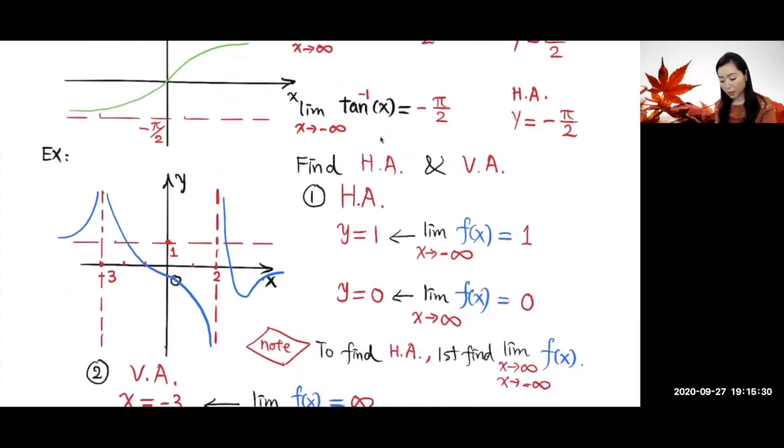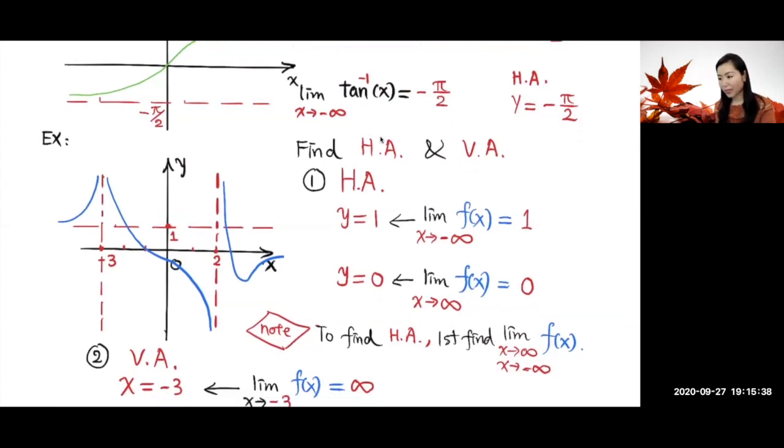Next example. This time we're given this graph, okay? From the graph, we look at the end behavior of the function. We want to see what happens when x goes to negative infinity on this end, and when x goes to positive infinity at this end. When x goes to negative infinity, we see the function value getting closer and closer to what number? It's 1, right? So y equals 1 is a horizontal asymptote.